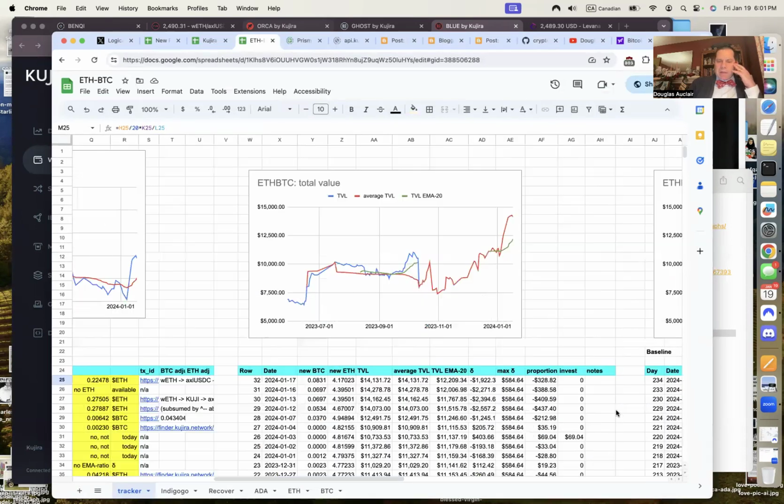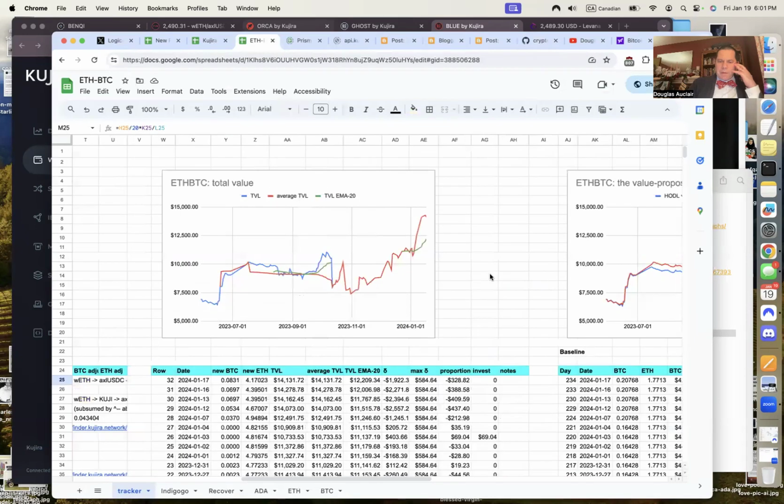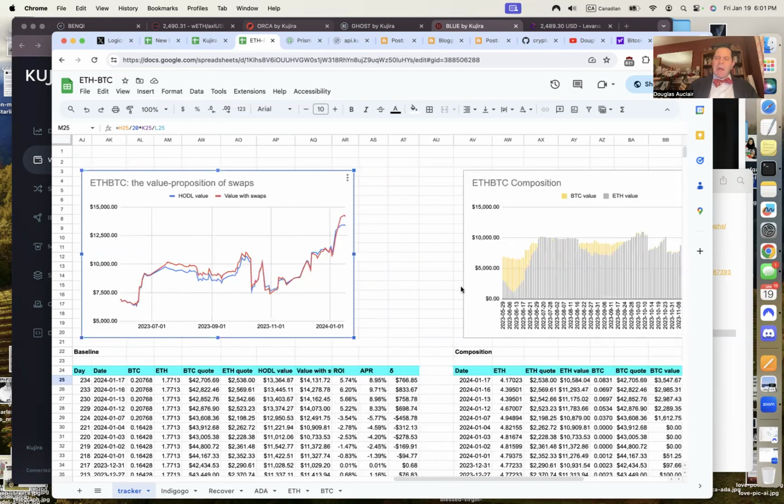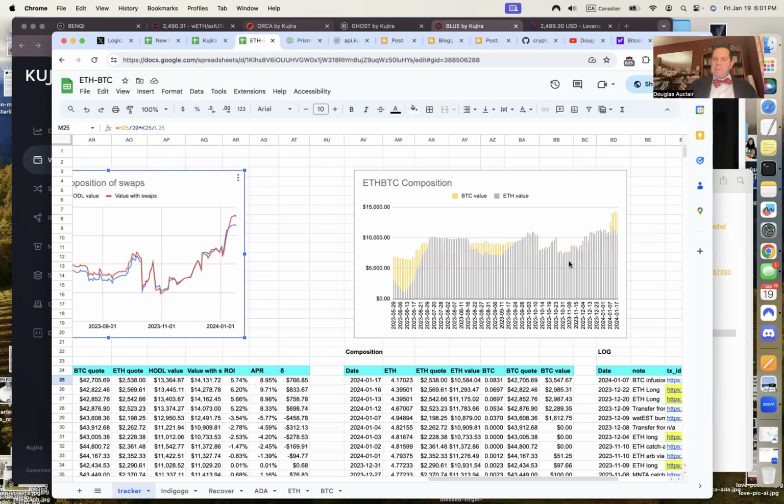Then I also track the total value of the portfolio. And I also track, is my system working for me? If I had simply held Bitcoin and Ethereum, it would be worth this much. But if I'm doing these trades, it's worth this much. So by doing trades, I'm actually making more than just simply holding onto the tokens. So yes, my system is working for me. And then I also track the composition.